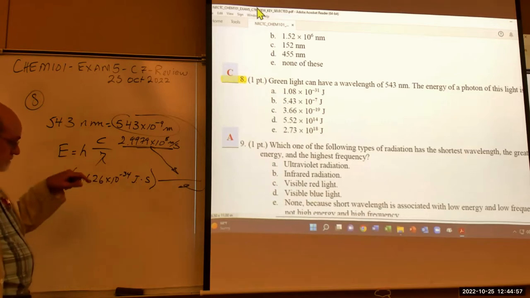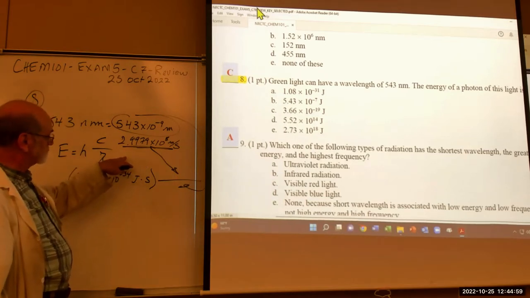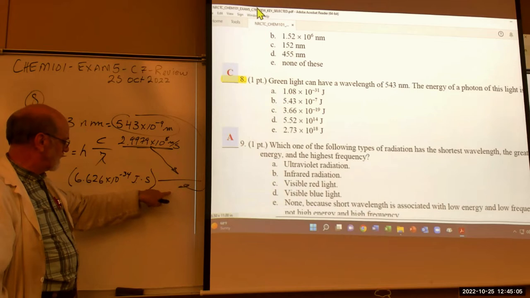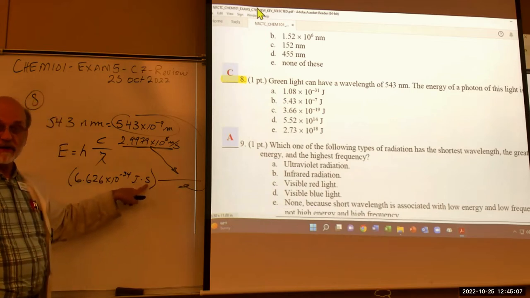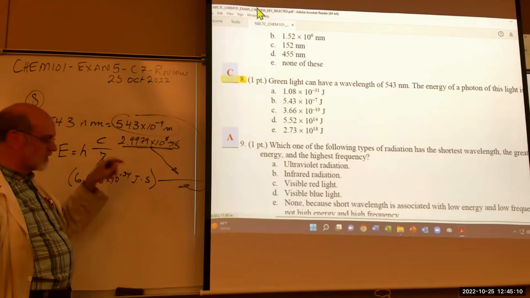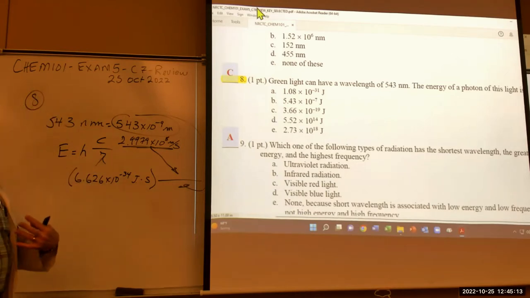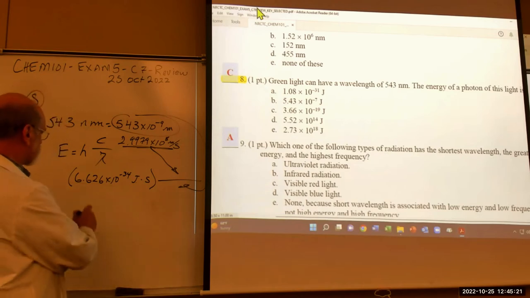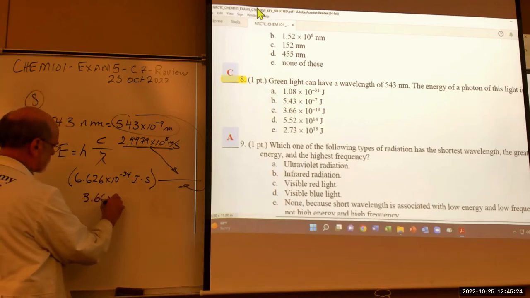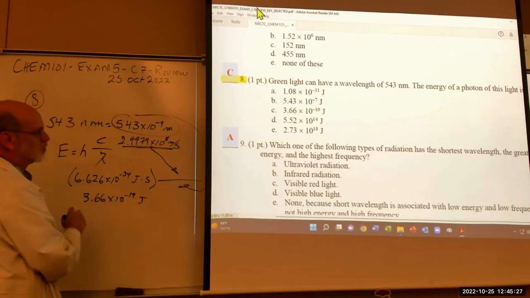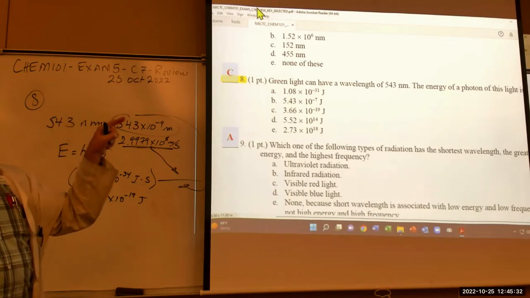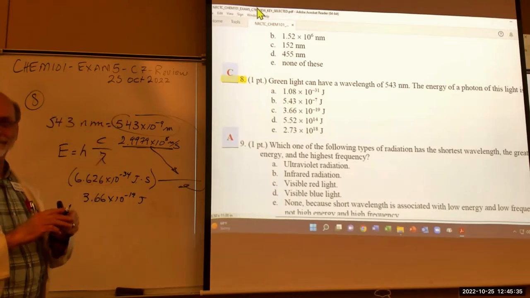Then you should do the math, right? The meters are going to cancel because that's meters on top and this will be meters on the bottom. This will be seconds on the bottom. This will be seconds on the top. This is the numerator. Seconds cancel seconds. Meters cancel meters. You're left with joules. Units agree that you put everything in the right place. And it should come out 3.66 times 10 to the minus 19 joules. That's how much energy is in that wavelength, that photon. Okay?